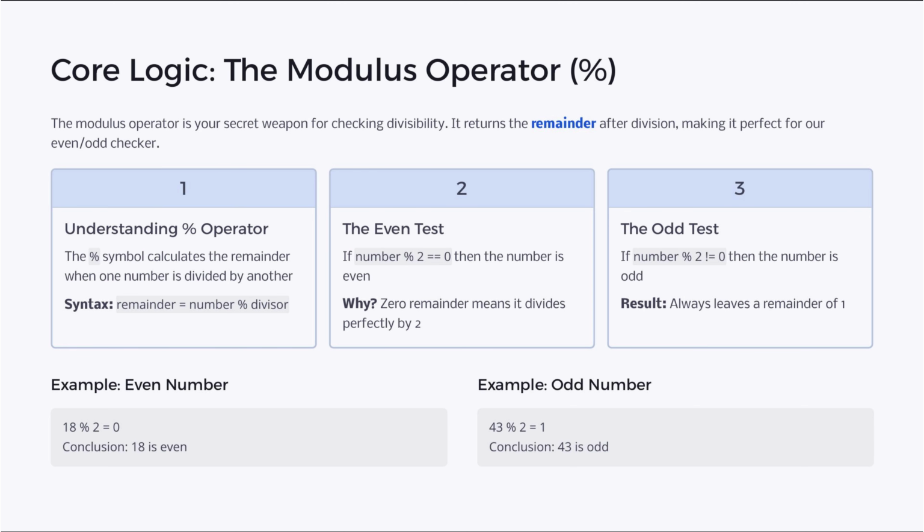The modulus operator % is crucial for checking divisibility. It calculates the remainder of a division, essential for determining even or odd numbers. If a number modulo 2 equals 0, it's even, as it divides perfectly by 2. Conversely, if number modulo 2 equals 1, it's odd, leaving a remainder of 1.